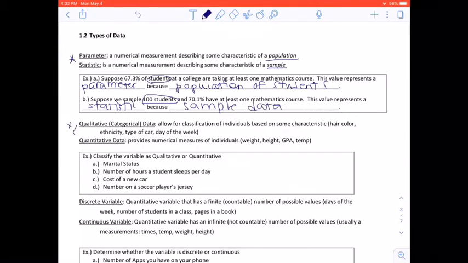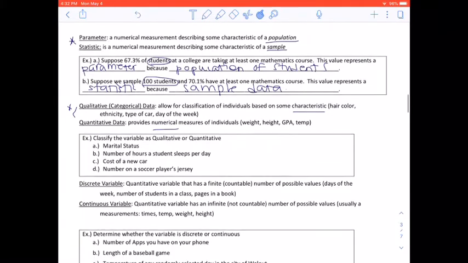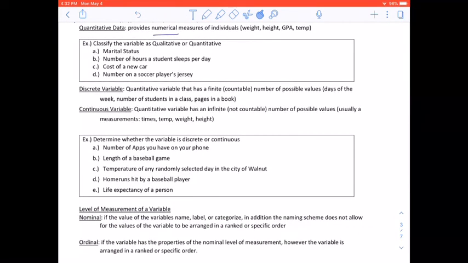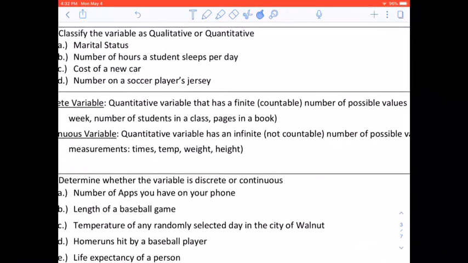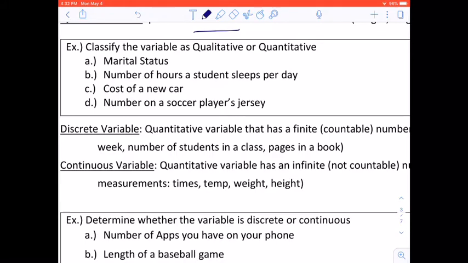Next thing we have is qualitative and quantitative data. So qualitative or categorical data allow for classification of individuals based on some characteristic, such as hair color, ethnicity, type of car, day of the week. Quantitative data provides numerical measurements of individuals: weight, height, GPA, temp. So the example says classify the variables as qualitative or quantitative. The first one on here is marital status, and this is single, divorced, widowed, married, and this is categorical data. So this is qualitative. The next one on here is the number of hours a student sleeps per day. That's a number value, so this is quantitative.